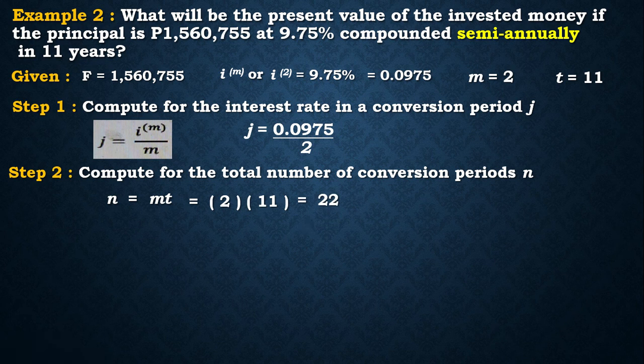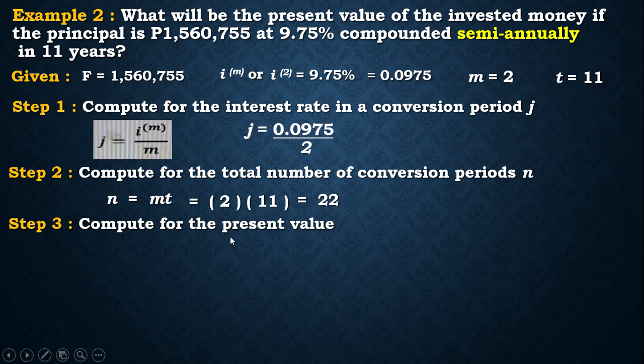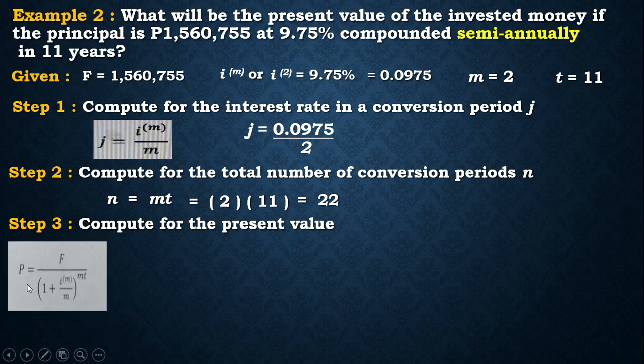Let's proceed sa step number 3. Compute for the present value P at compound interest more than once a year. And we have the formula. P is equal to F divided by the quantity of 1 plus the nominal rate divided by the frequency of conversion raised to the exponent of MT or the frequency of conversion times the term or time in years. So, i-substitute po natin sila lahat.